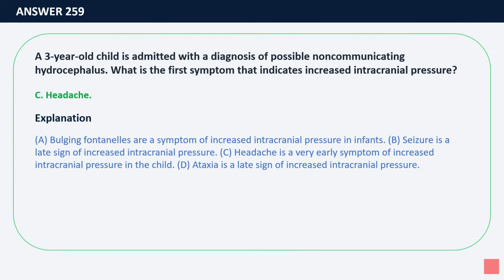Answer: C. Headache. Explanation: A. Bulging fontanelles are a symptom of increased intracranial pressure in infants. B. Seizure is a late sign of increased intracranial pressure. C. Headache is a very early symptom of increased intracranial pressure in the child. D. Ataxia is a late sign of increased intracranial pressure.